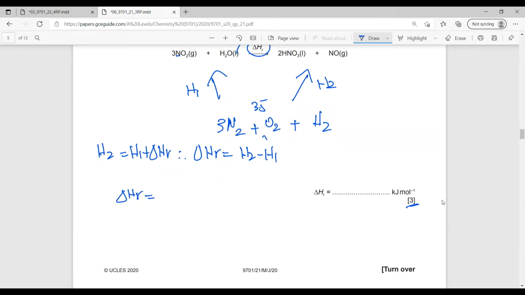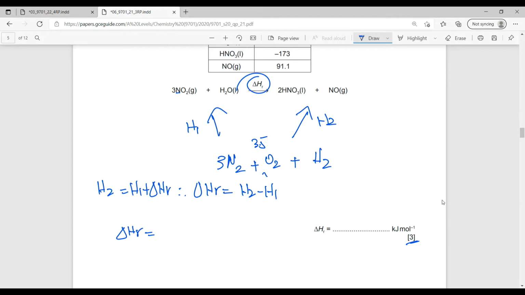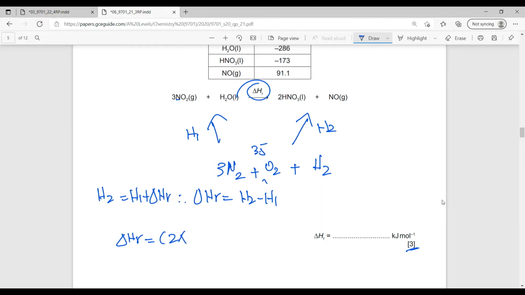Delta HR would therefore be H2, what is H2? Twice into enthalpy of HNO3, so minus 173. Oh yeah, realize I'm doing 2 into because in the table it's only for 1 mole, but over here there's 2 moles present, so I'm multiplying it with 2. And plus NO, and NO is 91.1. Let me just rewrite that clearly. 91.1, right? Minus of H1.